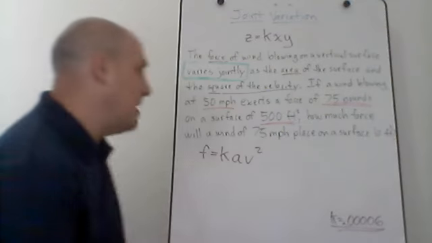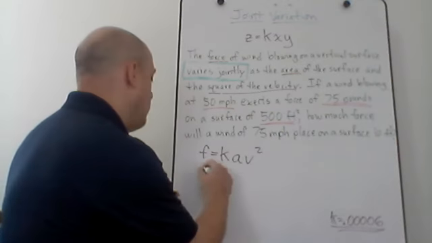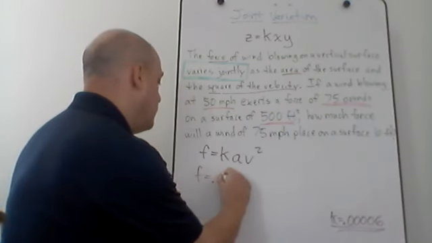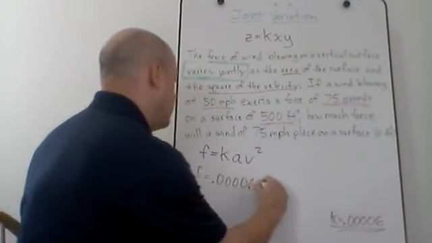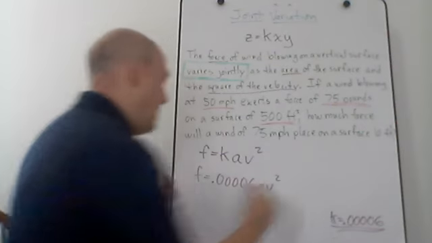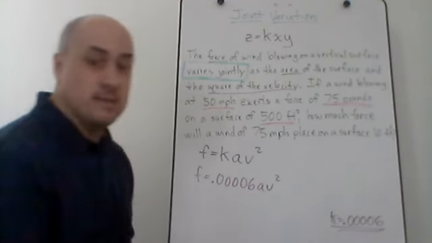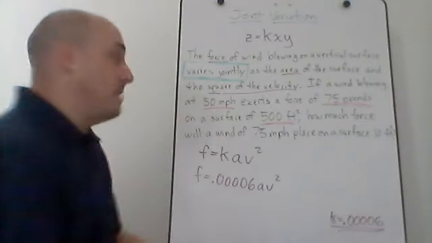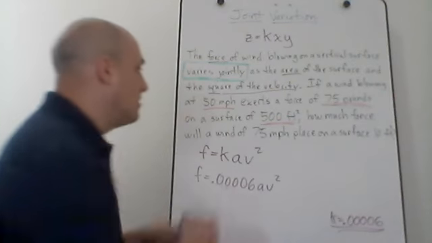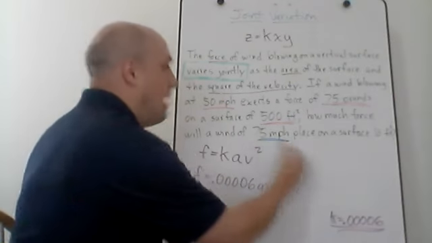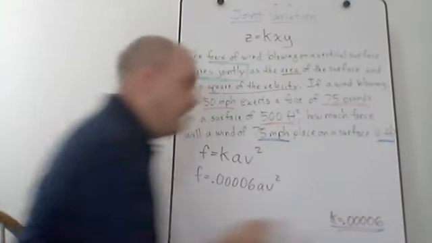All right, so my k value is 0.00006. So my formula now is F equals 0.00006 AV squared. Right? All that work is just figuring out what that constant is so that I can then use that to actually answer the question: how much force will a wind of 75 miles per hour place on a surface of 10 square feet?